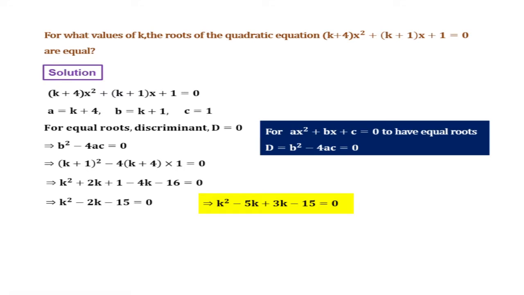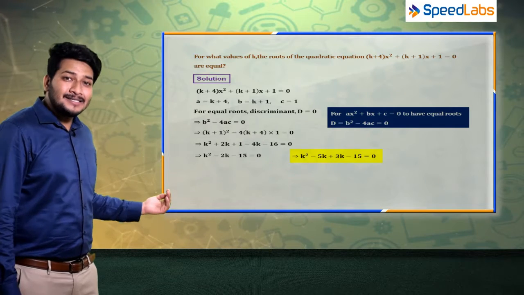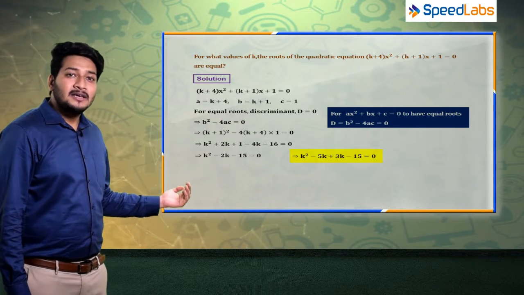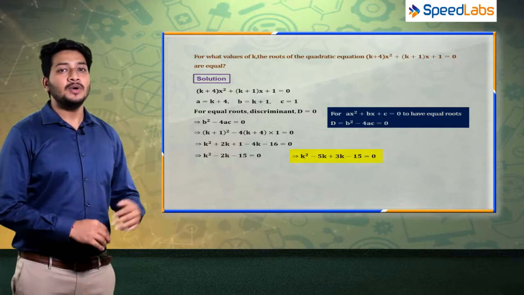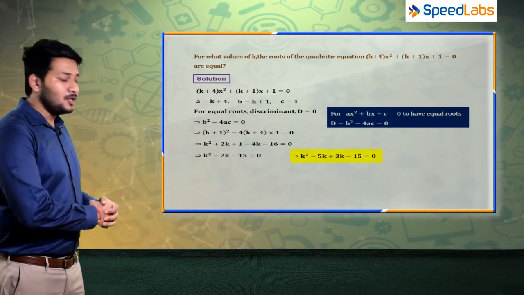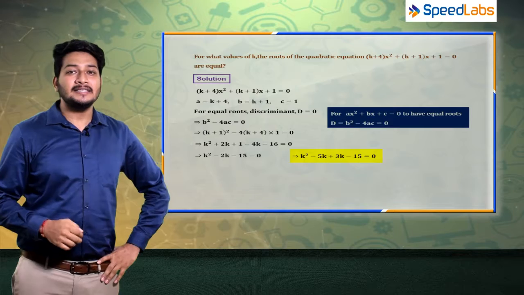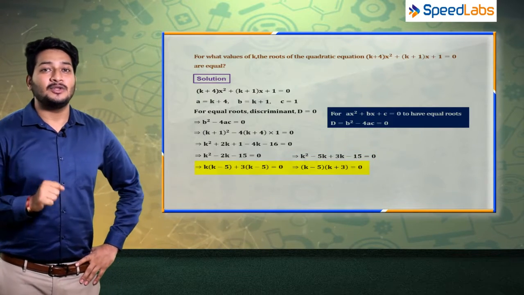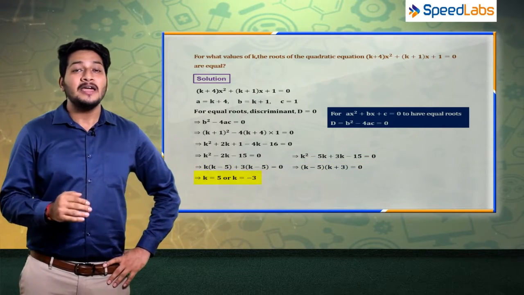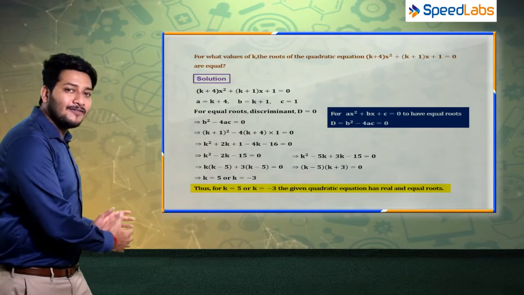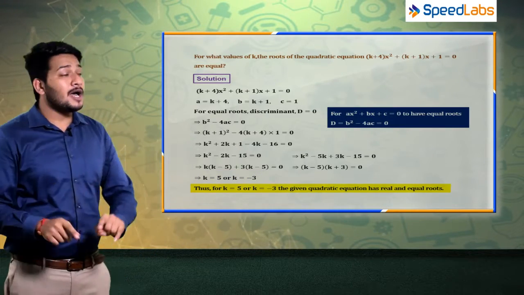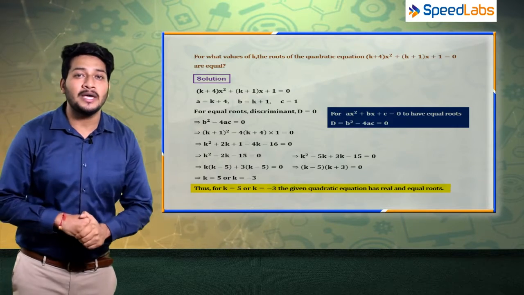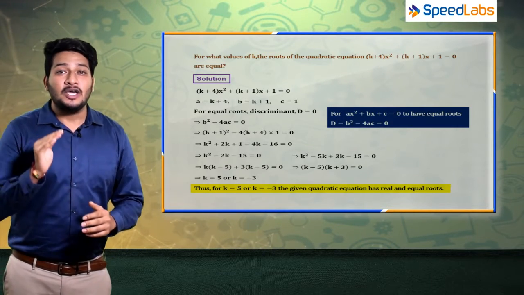तो जो आपकी इक्वेशन फाइनली बनी हो यहाँ पे क्या बनी, it is k square minus 5k plus 3k minus 15 is equal to 0. Now if you solve this equation you get the factors as 5 and -3. तो यहाँ पे k की वैल्यूज क्या आ गई, 5 and -3. तो अगर k या तो 5 है या -3 है तो जो आपको गिवन इक्वेशन है उसके रूट्स क्या होंगे, रियल एंड इक्वल.